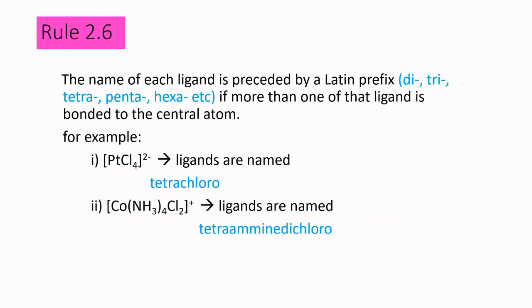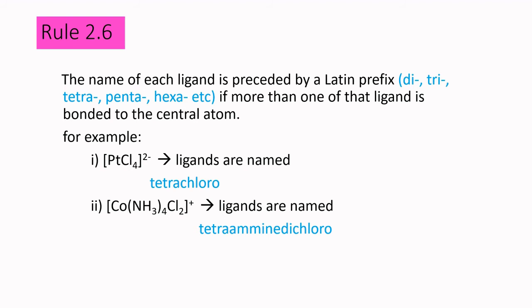For rule 2.6, the name of each ligand is normally preceded by a Latin prefix, for example di, tri, tetra, penta, hexa, and so on. It depends on the number of ligands, if more than one of that ligand is bonded to the central atom. Okay, if you look at the first example here, it is the platinum complex. You can see there are 4 chlorine ligands in here, so these ligands are named as tetrachloro.